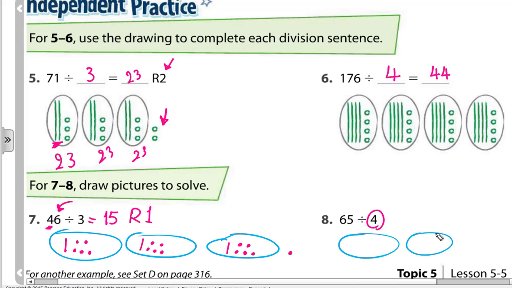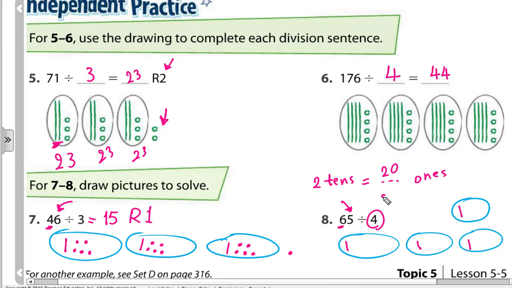Yes, I will draw 4 groups. 1, 2. I don't have enough space, so I will draw 1 here and 1 up here, okay? How many tens? 6. Oh, not hundreds, it's tens. We are using the tens as lines. 1, 2, 3, 4. How many tens left? 2. Okay, 2 tens equal how many ones? Equals 20. Yes, and we have already 5 ones. So how many ones in all? 25.